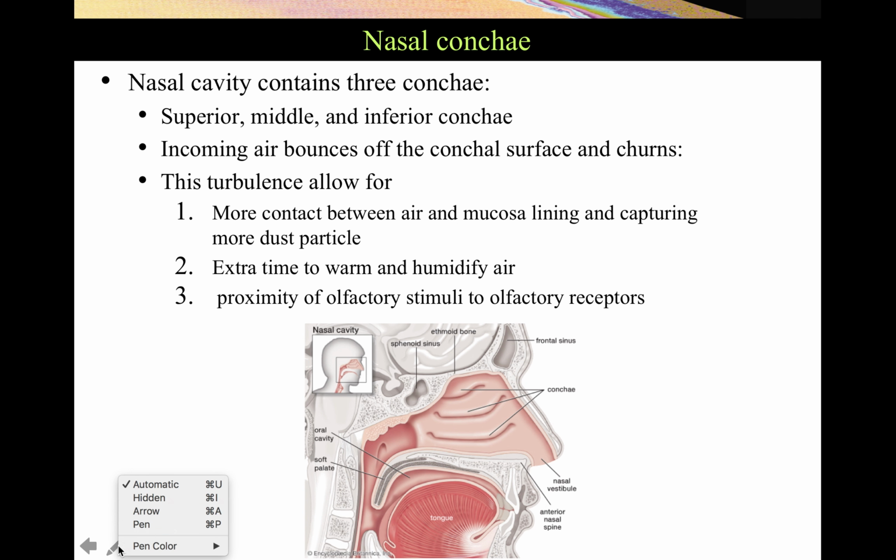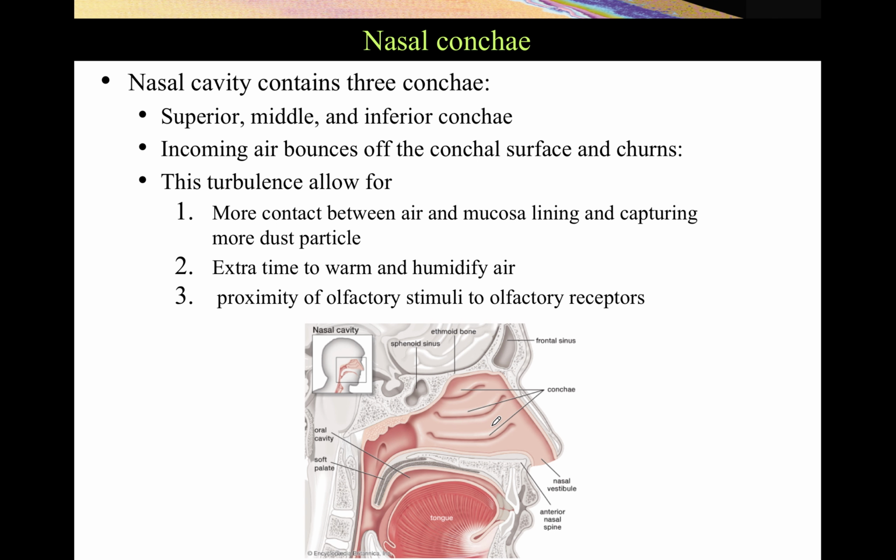Within your nasal cavity, you have three structures which are referred to as conchae, one on top, one in the middle, one on the bottom. These conchae have a very important function. The way you want to think about them is as dents or indentations within your nasal cavity. Every time that you take a breath, the air creates turbulence inside your nasal cavity.